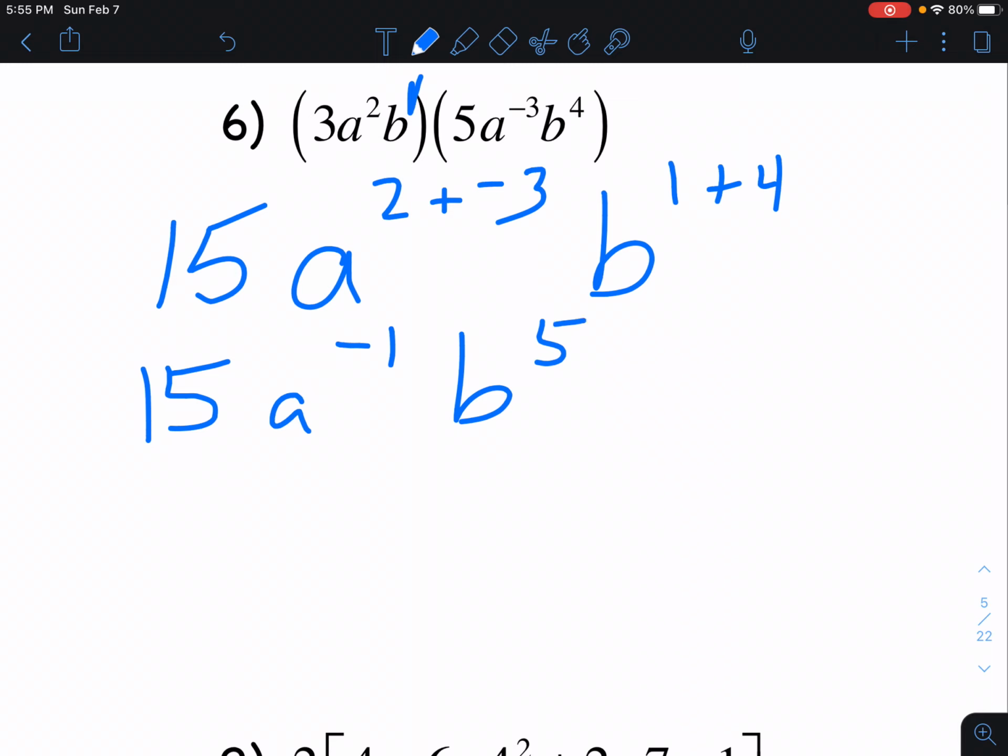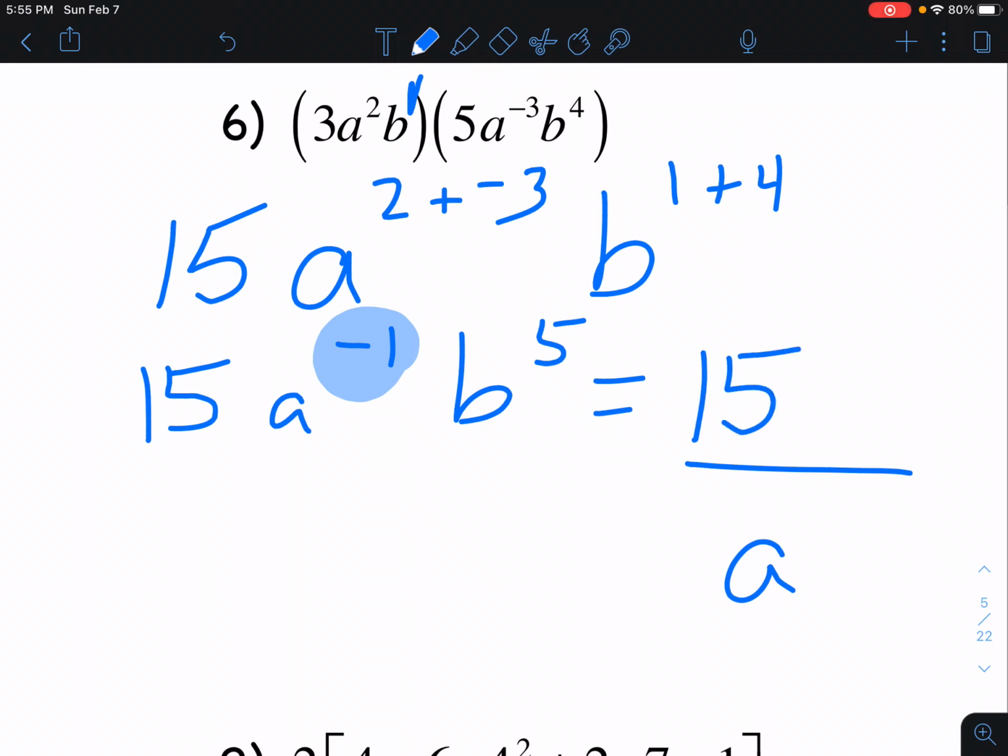And then we do need to change something here. Right here we have a negative exponent, so we've got to make a fraction. The a will move to the bottom of the fraction, so a to the power of 1, but remember we don't need to put 1s as exponents. So leave the 15 and the b at the top. Do not move those down. It's only the a that moves down.